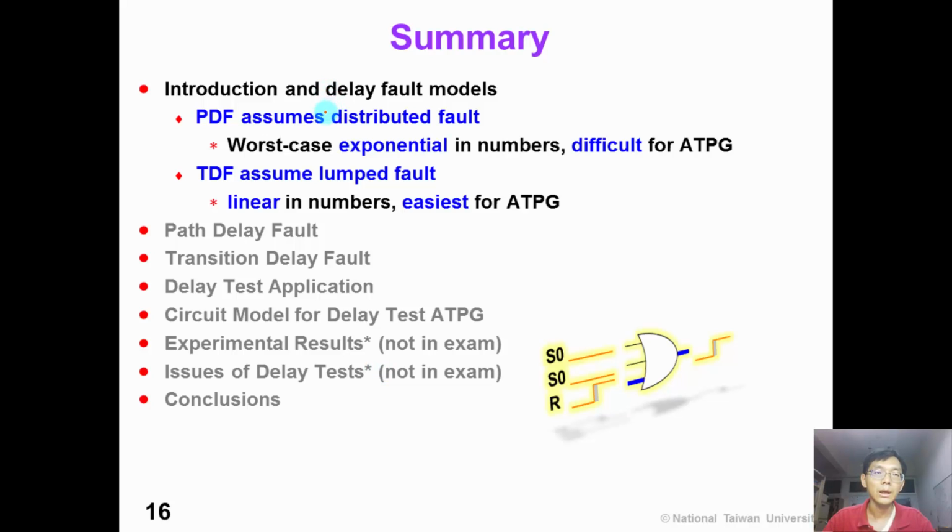In summary, in this lecture, we have introduced the path delay fault model and the transition delay fault model. Path delay fault assumes the fault can be distributed along the faulty path. However, the number of paths can be worst case exponential in number, so it's difficult for ATPG. By comparison, transition delay fault assumes a lumped fault. The number of faults is linear to the circuit size, so it's easier for ATPG.